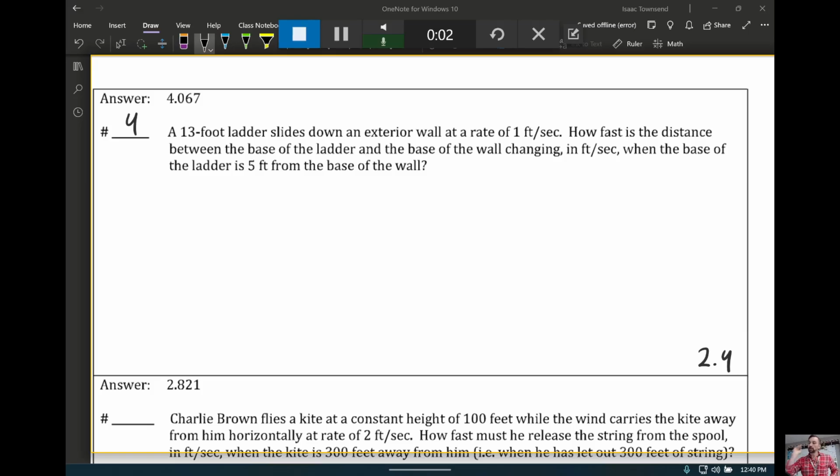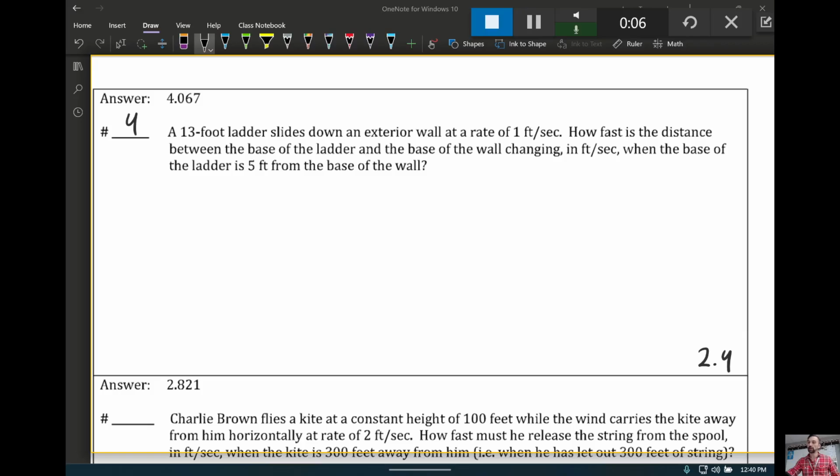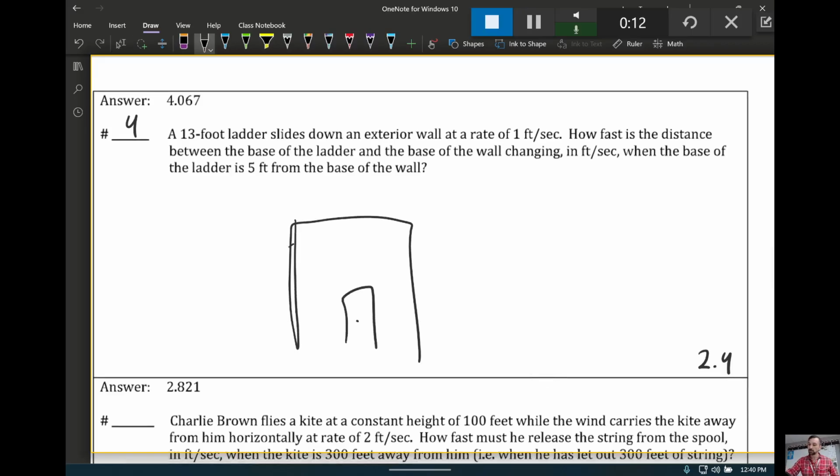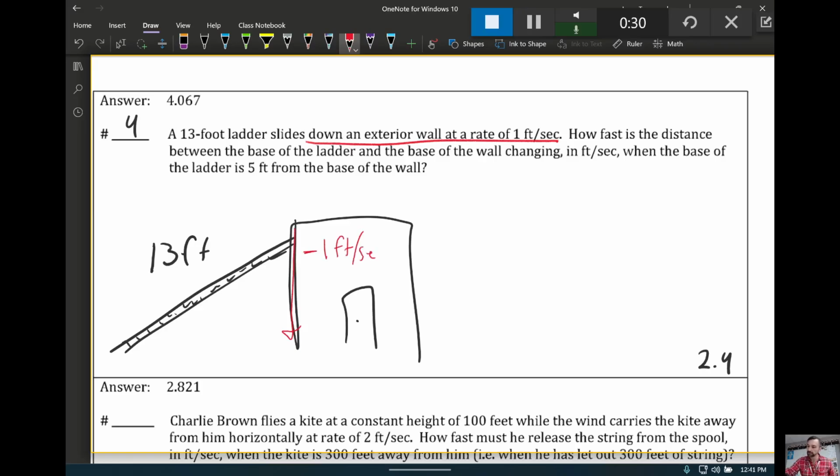All right, question 4 certainly sounds familiar. This is the type I told you is the most common. We've got a ladder sliding down a wall. So I'm going to make a picture here, keep up with what's going on. A ladder is 13 feet long. Looks like it's falling down at 1 foot per second.